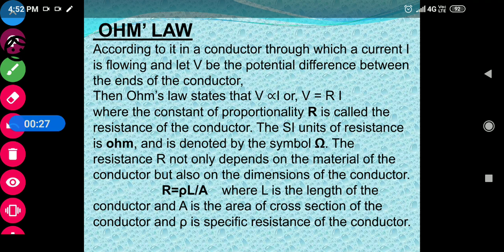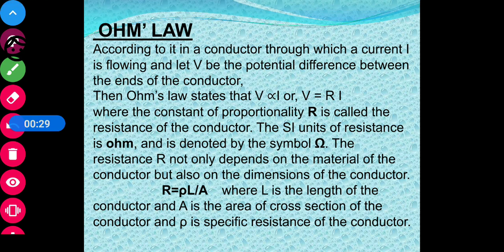Now, Ohm's law. You are quite familiar with Ohm's law. You have studied it in class 10th also. According to Ohm's law, when a current I is flowing through a conductor across which a potential difference V is applied, then V is proportional to I and V is equal to RI. Here, R is called the resistance of the conductor. The unit of resistance is ohm and its symbol is omega.